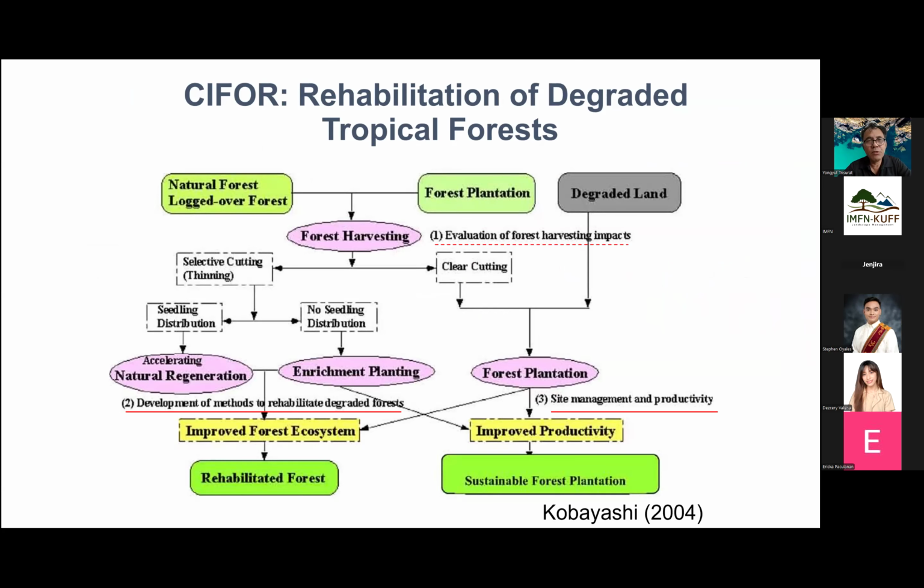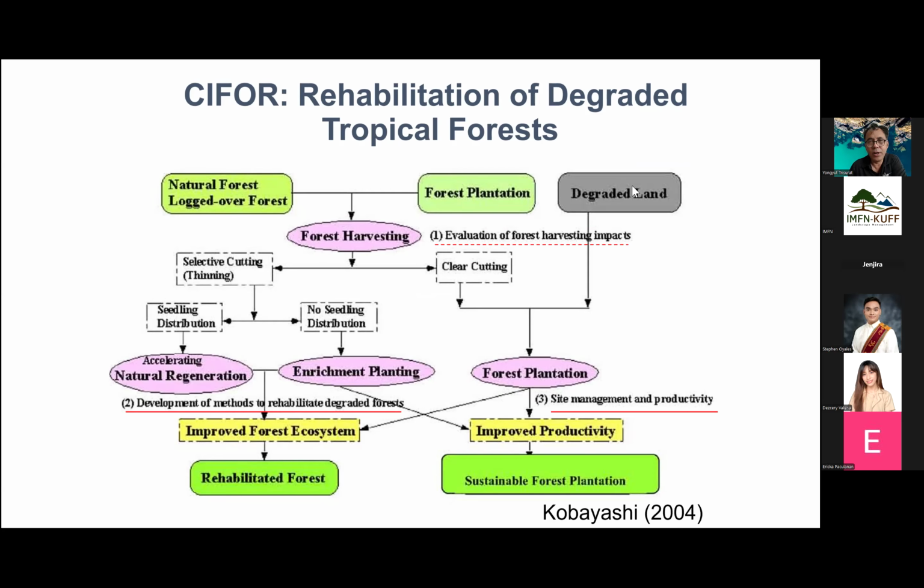After that book was published, C4, a technical institution based in Australia, applied these landscape restoration techniques to three categories of forest landscape. One is the natural forest, or the logged-over forest. It means it is already in a past concession area.